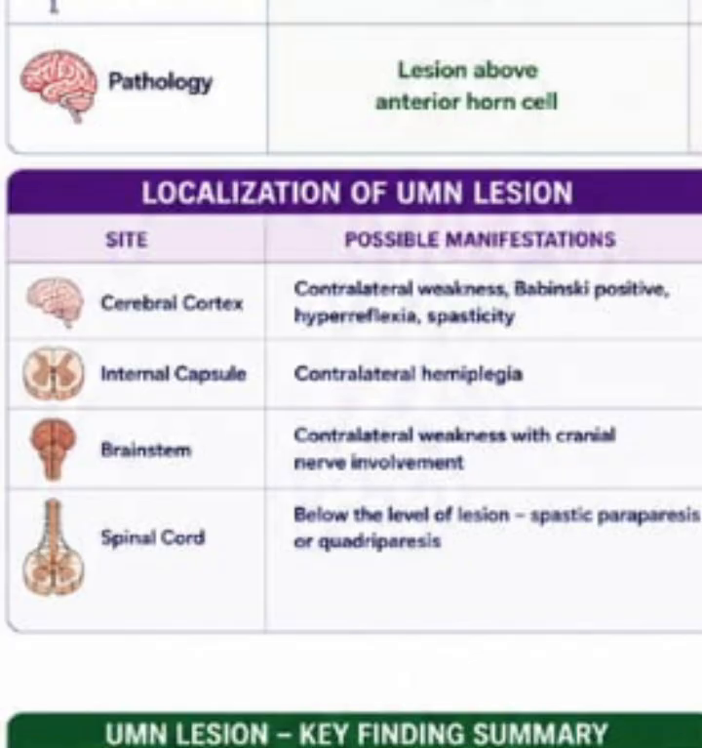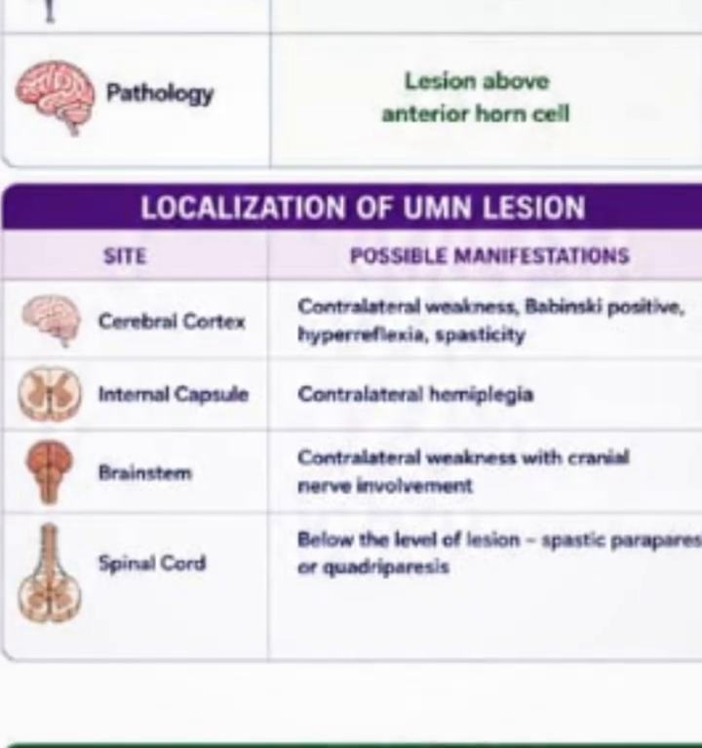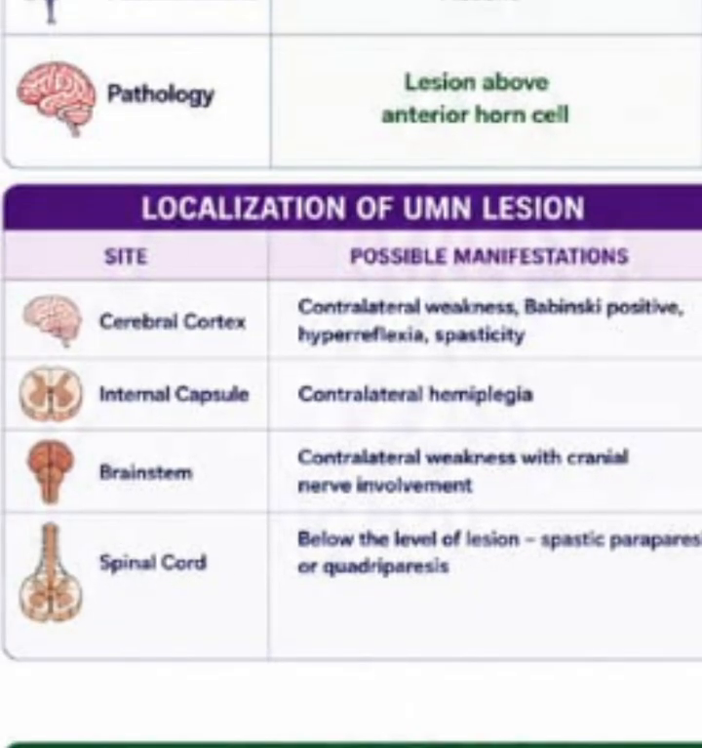If the posterior limb of the internal capsule is damaged, are you getting me now? It will cause only contralateral hemiplegia. If it's the brainstem that is damaged, what happens? It will cause contralateral weakness with cranial nerve involvement. That's why you start seeing facial deviation. So there will be contralateral paralysis, which is weakness, with cranial nerve involvement. If it's the spinal cord that is damaged, what happens? Below the lesion, there will be spastic paraparesis or quadriparesis. This is the localization of the upper motor neuron lesion.